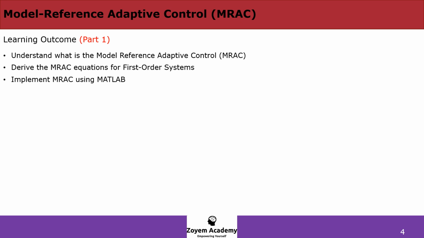At the end of this video series on MRAC, you will be able to understand what MRAC is, and you will also be able to derive the MRAC control law and adaptive law equations for a first order system. And lastly, you should be able to implement MRAC using MATLAB. So I hope by the end of this video series, you have a good understanding of what MRAC is, how to derive it, and how to actually implement it.